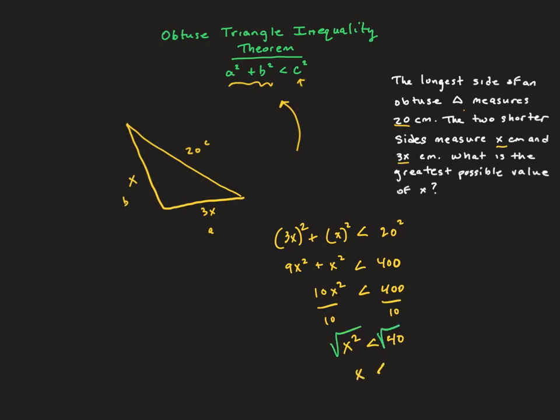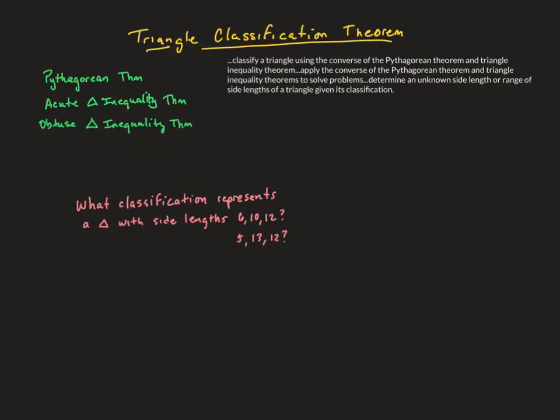Then x is going to be less than the square root of 40, which is probably like 3.6. Let's see. The square root of 40 is not 3.6, it's 6.3, sorry. 6.3 approximately. So what is the possible greatest value of x? It's got to be less than 6.3. And there you go. We were able to use the Pythagorean theorem, the acute triangle inequality, and the obtuse triangle inequality theorems to figure out how they fit into classifications.